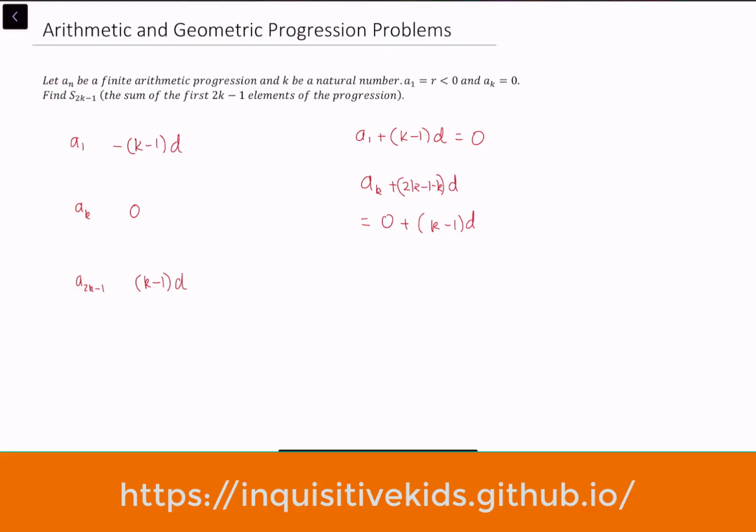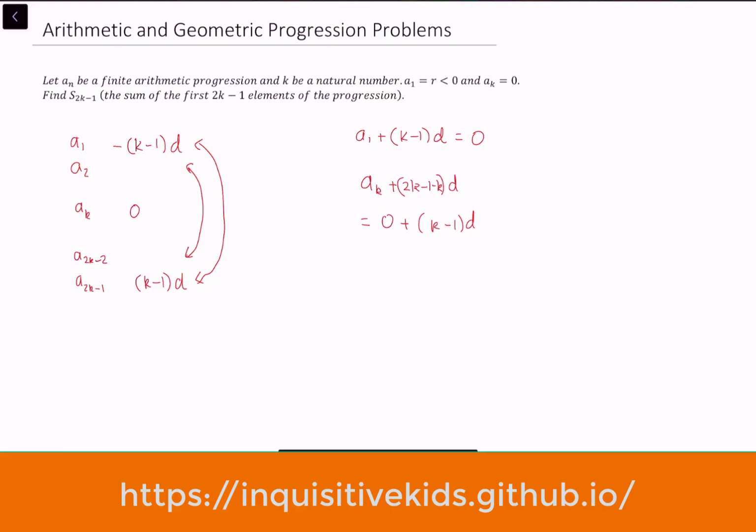Now we notice that a1 and a sub 2k minus 1 are additive inverses. They're opposites, which means they sum to 0. And because we have a common difference, they're all equally spaced apart, all the terms. The second term and the second to last term will also be additive inverses. So when we pair them together, they're always going to equal 0.